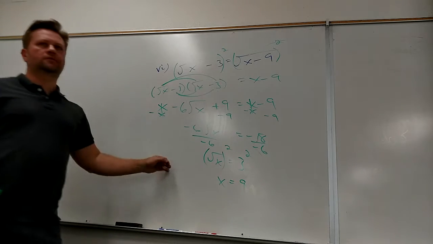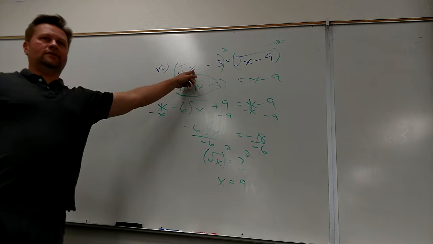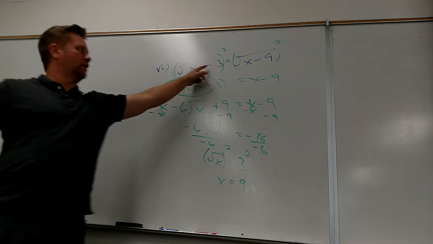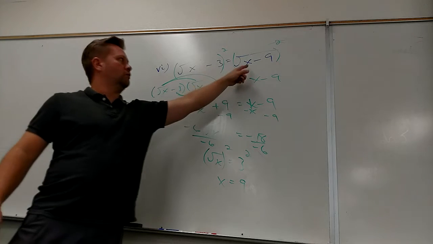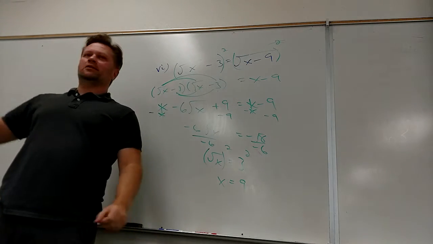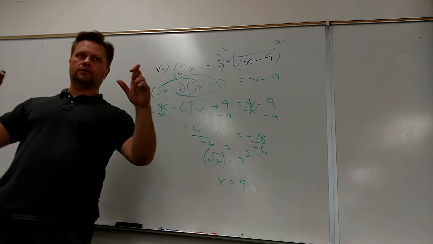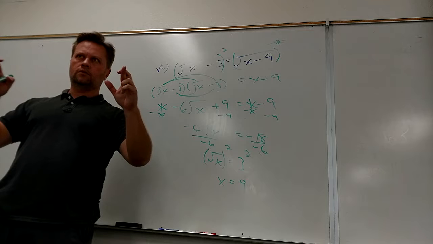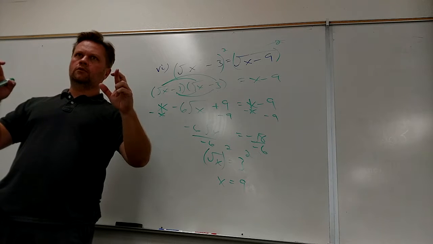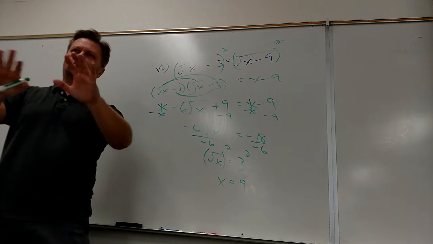Let's see if it works. It probably does, because that's the number I used to make this. Square root of 9 is 3, minus 3 is 0. And what's 9 minus 9? 0. The square root of 0 is 0. So it works. It makes it 0 equals 0. It makes it true. So it checks. Okay. Remarkably not as horrible as you might think.